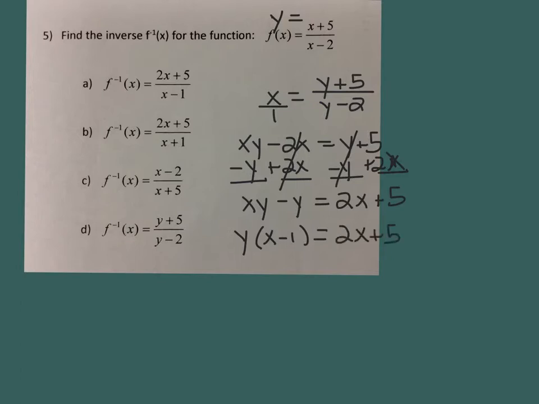Okay, to finish getting the y by itself, let's just divide both sides by x minus 1. And now when these cancel, we finally have the y by itself. So I'm going to rewrite that instead of y equals as f inverse of x equals, and it leaves us with 2x plus 5 over x minus 1. Okay, that fraction does not simplify, so there's our answer. So that is letter A.